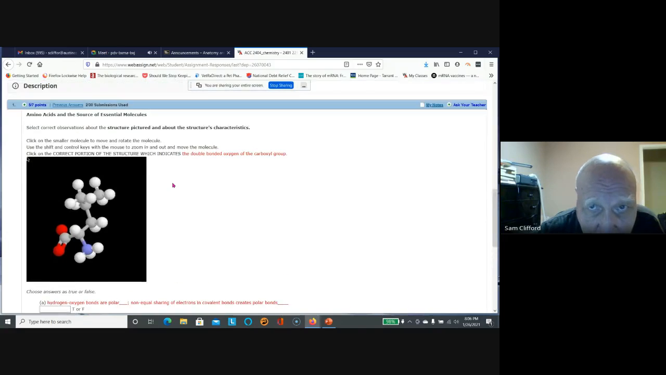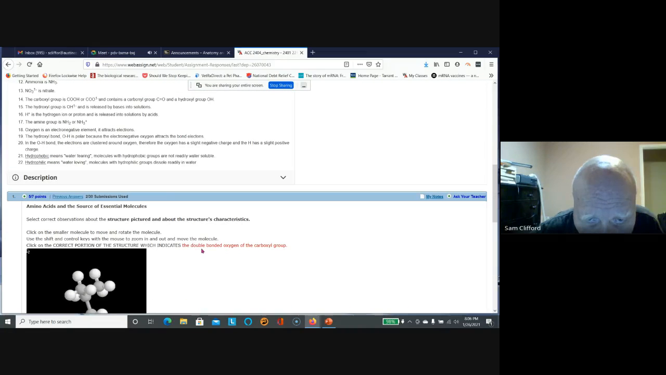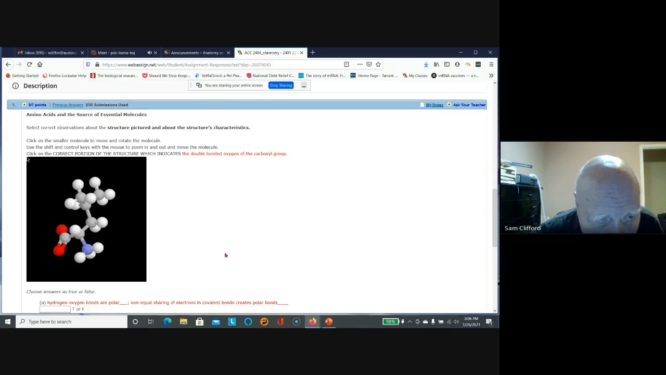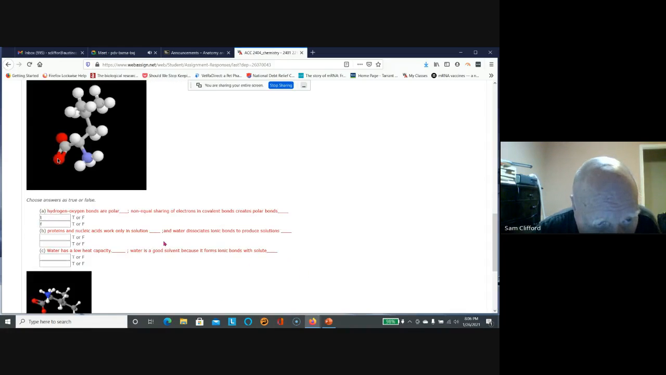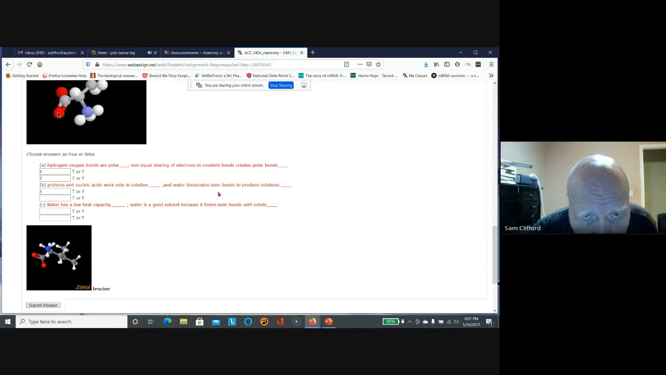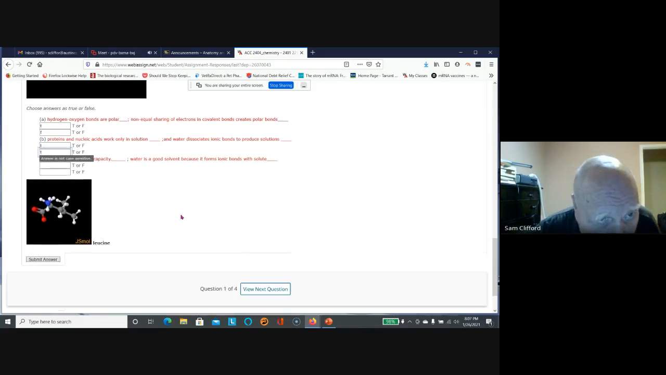So it says the double bonded oxygen of the carboxyl group. That's right there. Click there. Okay, hydrogen oxygen bonds are polar. That's true. Non-equal sharing of electrons creates polar bonds. No, it creates non-polar bonds. So that's false. Proteins and nucleic acids work only in solution. True. And water dissociates ionic bonds to produce solutions. That's true. Hopefully I won't make mistakes.